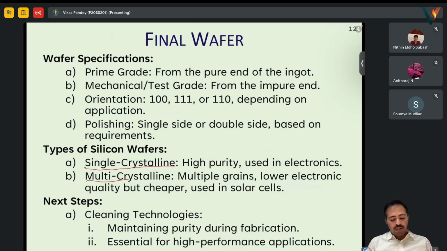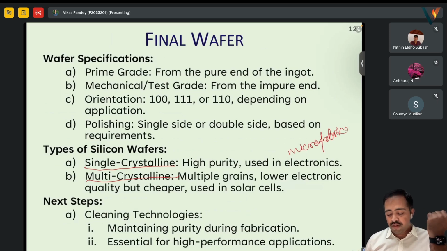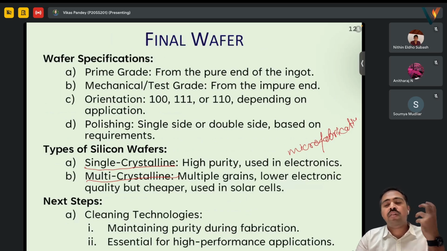When we are talking about wafers, we are talking about single crystal, very high purity used in electronics, as well as microfabrication. Okay, microfabrication and nanofabrication are generally used in case of electronic material like chip, like this processor and these things. Okay, for low quality cheap things, like we say China made things, right? It will be a multi-crystalline thing.